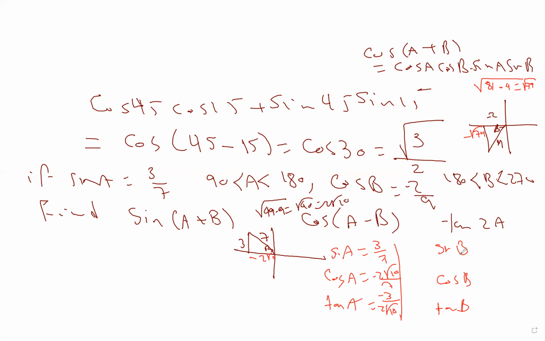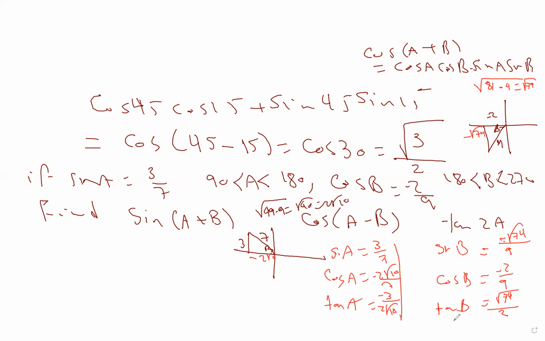This one, sine B in the third quadrant will be negative. It will be negative root 74 over 9, and cosine will be negative 2 over 9, and tan root 74 over 2. Tan here is positive because the angle is in the third quadrant, and in the third quadrant tan is positive. We can use one of these, and you can complete the other items in the homework.